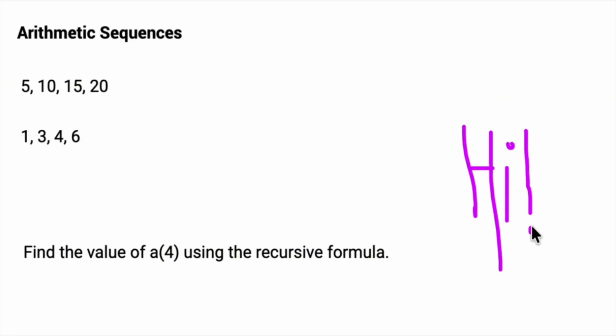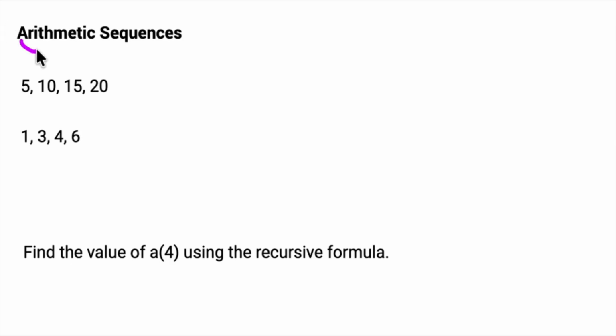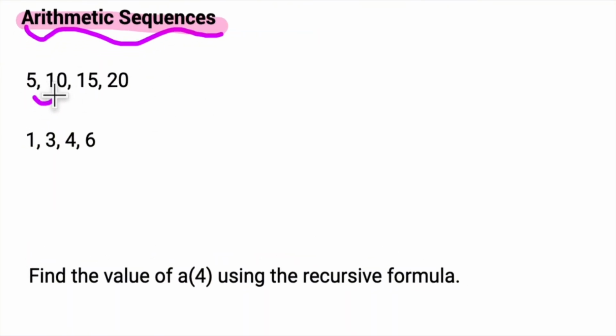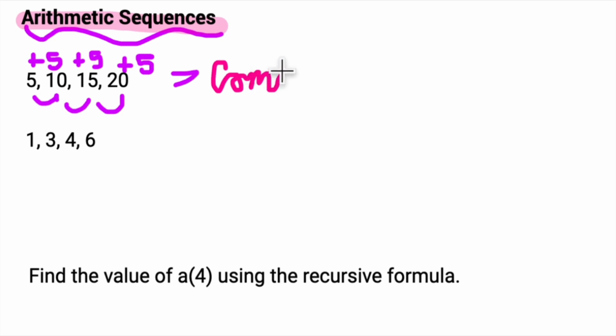It's me, Nene, and today we're going to talk about arithmetic sequences. So let's get started. If you look at this first pattern here, you can see 5, 10, 15, and 20. If you go from 5 to 10, you're adding 5, and from 10 to 15, you're also adding 5, and from 15 to 20, you're also adding 5. So this is going to be called our common difference.